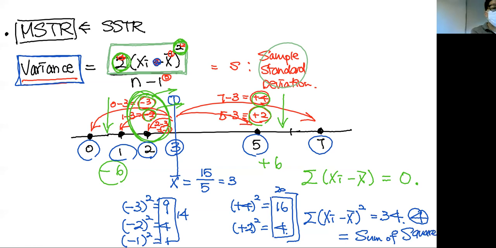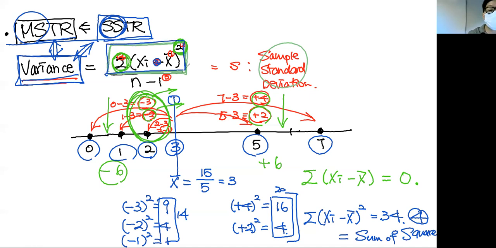Before, when we took the SSTR, the SS stands for the sum of square, right? So I want to compare the variance and the sum of square. Finally, I want to compare the MSTR and the variance. But the numerator in the variance was the sum of square.